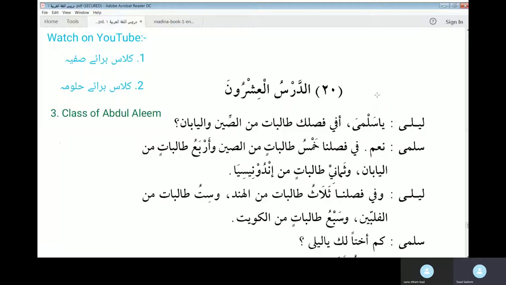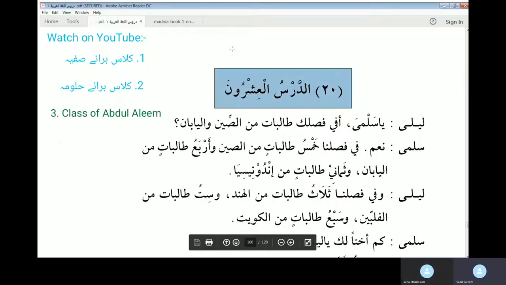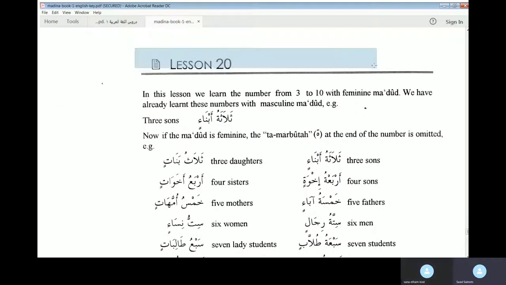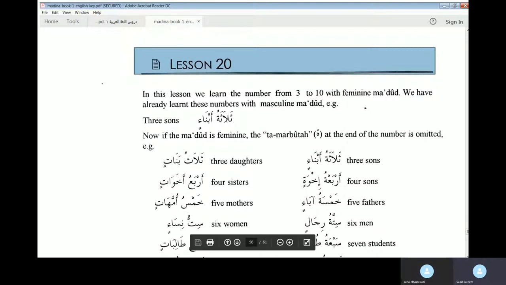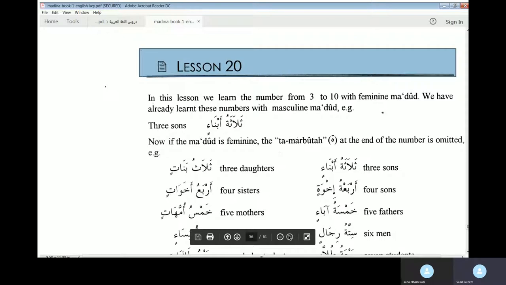Bismillah ir-Rahman ir-Rahim. Today we will start Durus al-Lugha al-Arabiyya, page number 106 on the PDF, which is the 20th lesson. In this lesson, yesterday we learned the counting for masculine madood. Today we will learn the counting for feminine madood. Miss Anna, tell me counting from 1 to 10 for masculine.